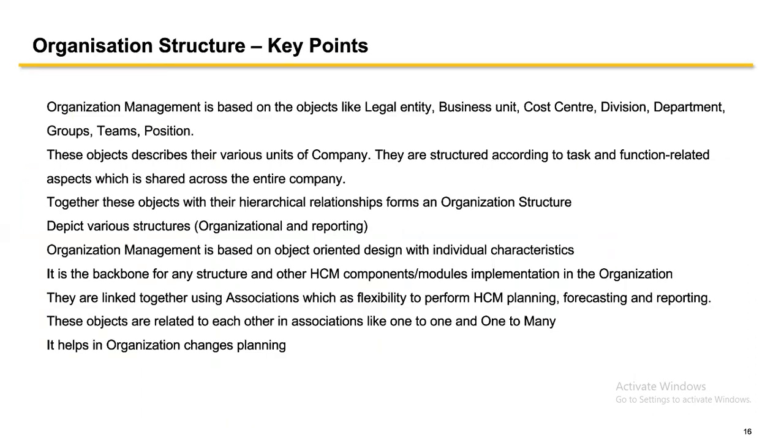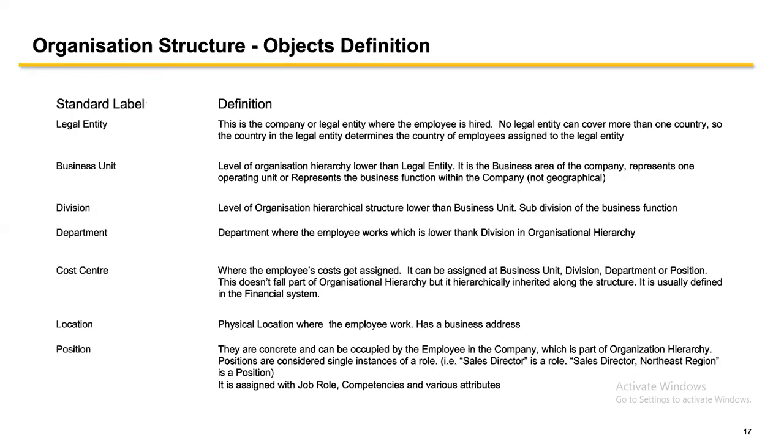Now we will come on to org structure. I already explained in detail the business unit, legal entities, and the associations. These are the basic definitions the company has provided. One by one, I will explain the legal entity. This is the company. For example, let's say Tata is a legal entity. Business unit: under Tata we have TCS, Tata International, Tata Motors.